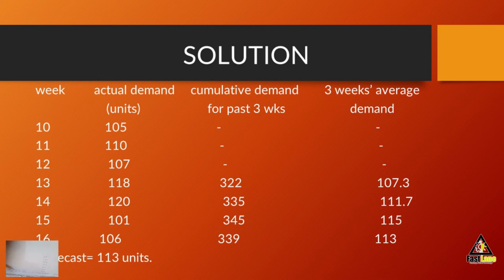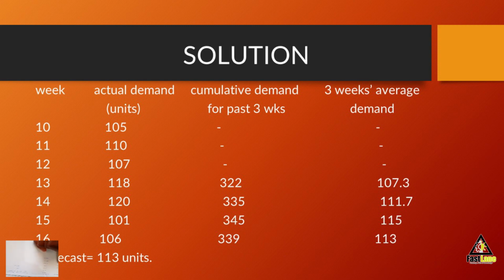Then what is the cumulative demand for past 3 weeks at week 10? We are not given the demand for week 9, week 8, and week 7, meaning for week 10 we don't have the cumulative demand for past 3 weeks. Also for week 11 we don't have it, and week 12 is the same thing. But for week 13 we are given demand for week 12, 11, and 10. So for week 13 our cumulative demand will be summing up the actual demand for week 12, 11, and 10, and it will give us 322.